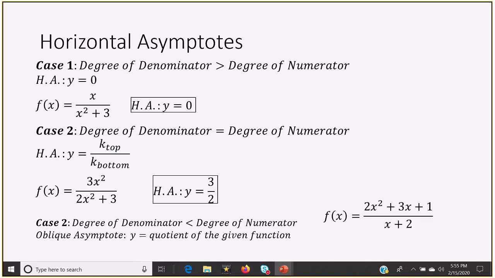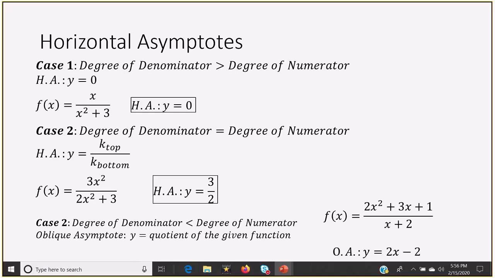I don't really care what the remainder is, so it's everything besides the remainder. So to see that in practice, here I have f of x is equal to 2x squared plus 3x plus 1 over x plus 2. The degree on the top is clearly bigger than the degree on the bottom, so I can't use those first kind of neat tricks from case 1 and case 2. Instead, I'd have to do synthetic division or polynomial long division.